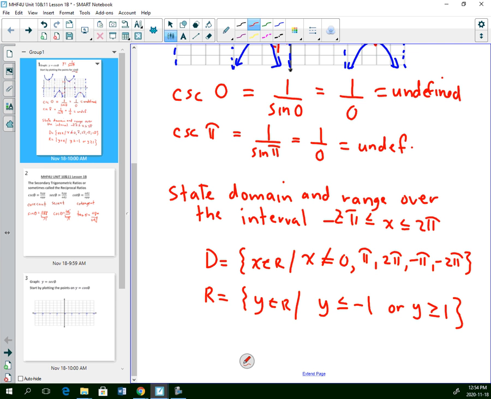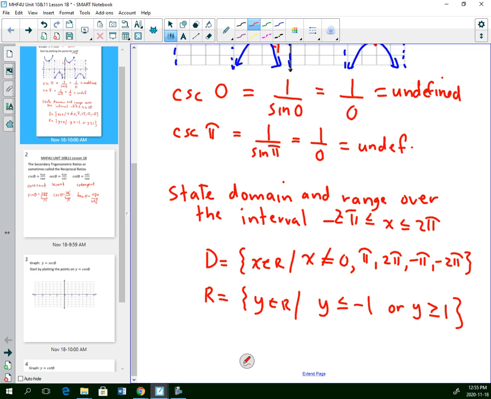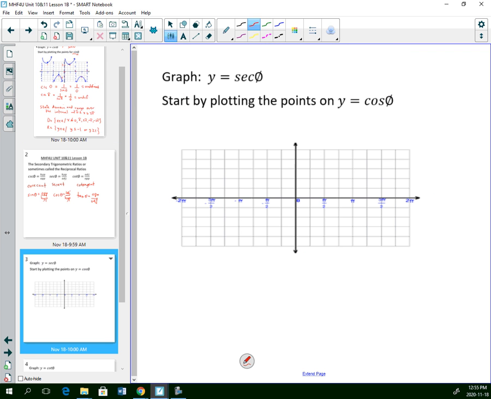So we are going to follow the same process with secant. Let's make sure there's no questions here. I don't see any. Okay, so we're going to follow the same process with secant. Remember, secant is the reciprocal of cosine. So if I were doing a table of values, I would do 1 divided by cosine theta to find my values. Or we can start by plotting the points.